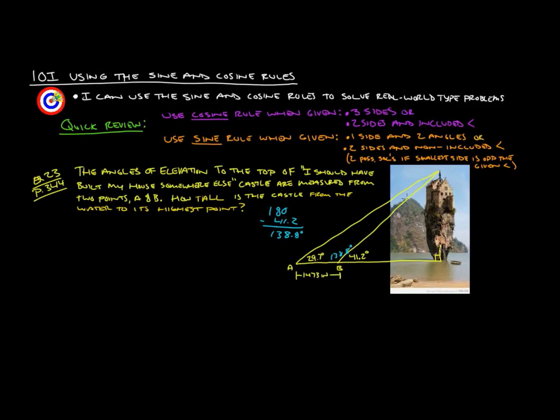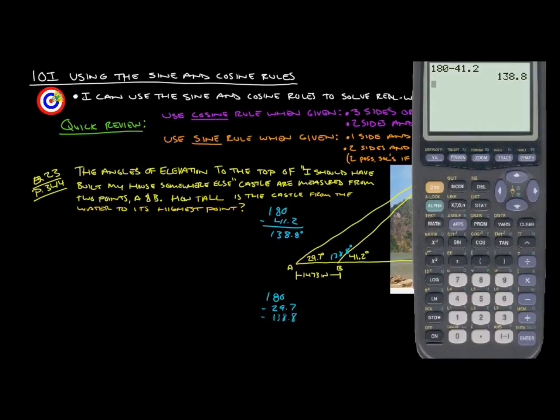Okay, so now to figure out this angle here, we are just going to do 180 subtract these two angles, right? 180 minus 29.7 and also subtract 138.8, because the three angles of a triangle always add up to 180. So 180 minus 29.7 and minus 138.8 gives us that this angle up here is 11.5.